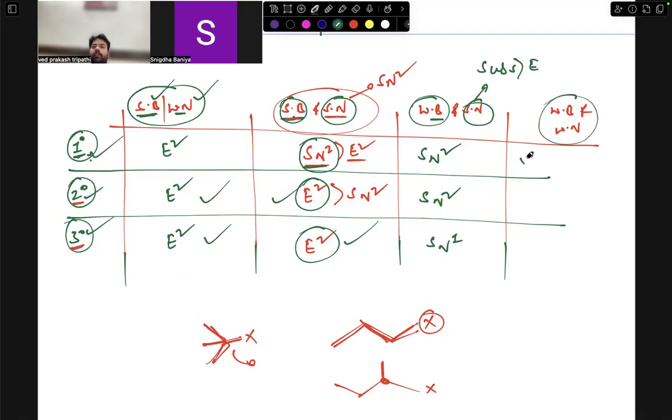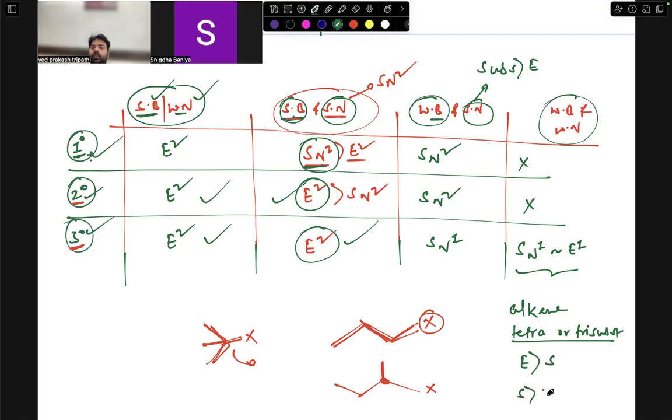Now the weak base and weak nucleophile is quite simple. The 1 degree cannot give any reaction, 2 degree cannot give any reaction, but in the third case, tertiary, the SN1 and E1 are equally favorable, but it depends on the nature of the product. If your alkene is tetra or tri-substituted, then alkene dominates, means elimination dominates over substitution. And if your alkene is not tetra, like mono or di-substituted, then substitution dominates over elimination. Make sense?